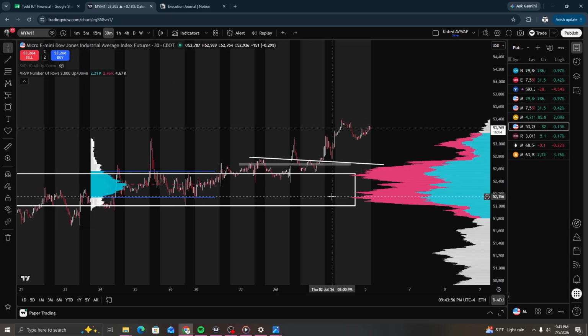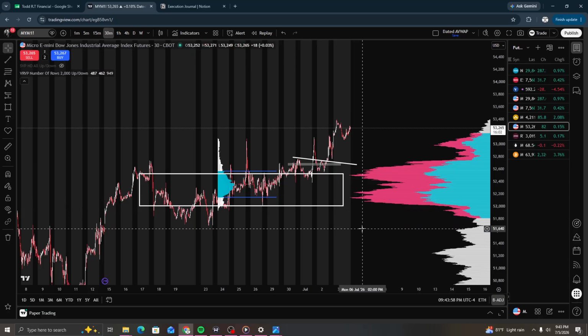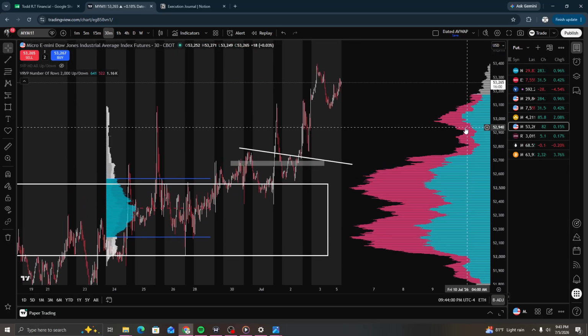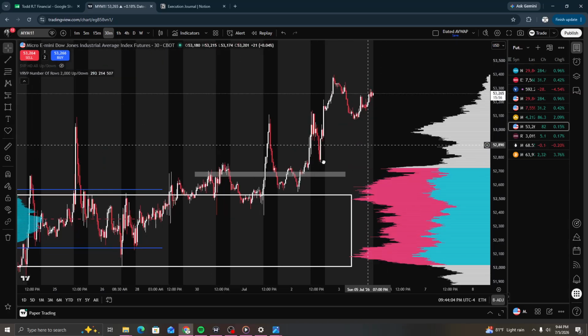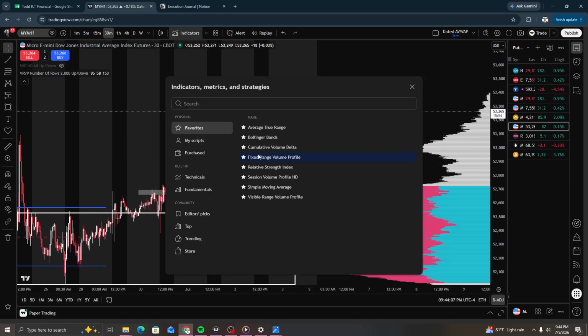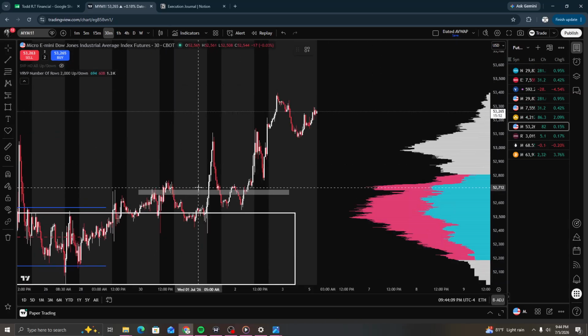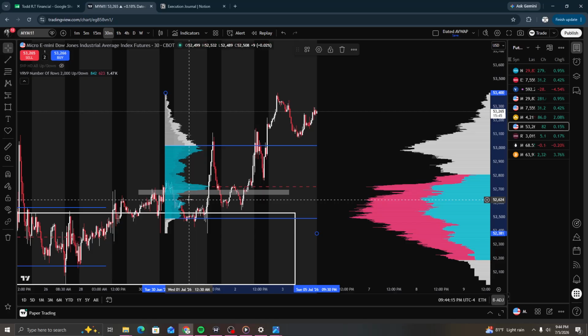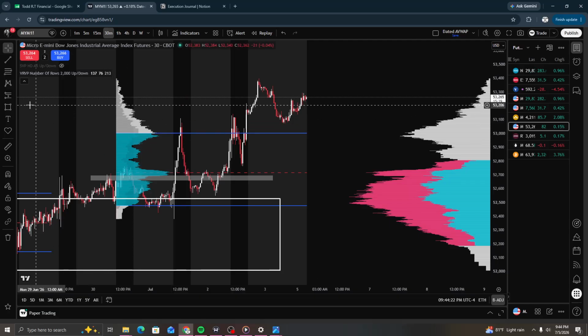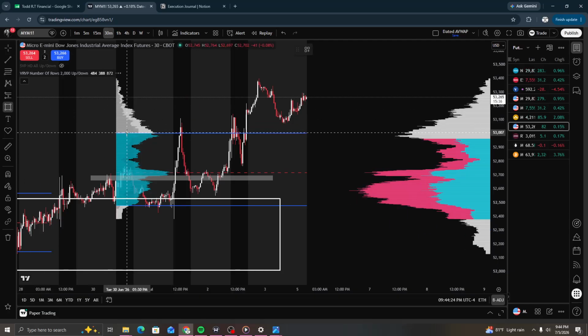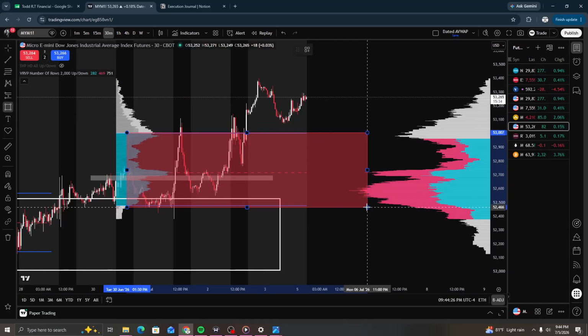We're pretty overextended right now. I would almost consider this a massive range, down from there. Move this over to right here. Yeah, so we have this huge range. Very whipsawy.